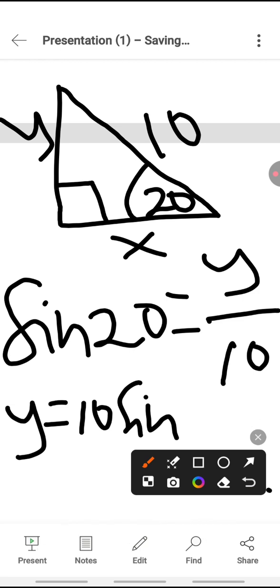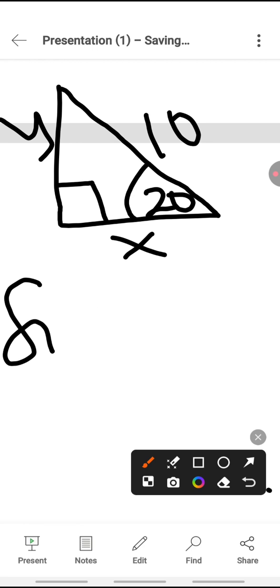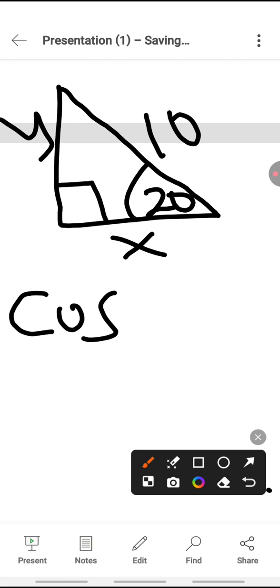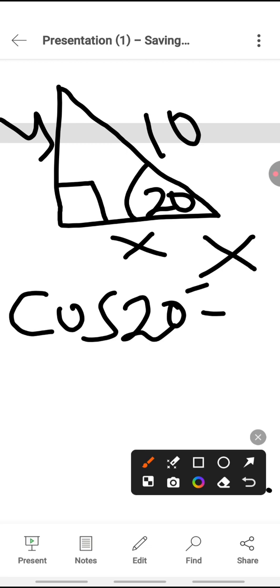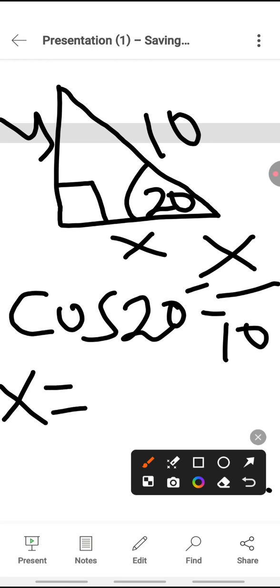Let's try and see if we can also find x. To find x, we use cos. As I said, cos is associated with the adjacent, and x is at the adjacent position. Adjacent means near. It's close to the angle under consideration, which is 20. So x is the adjacent side. So here we have cos 20 is equal to the adjacent over the hypotenuse, which is 10. We make x the subject, so change of subject has come in. Then we have 10 cos of 20.